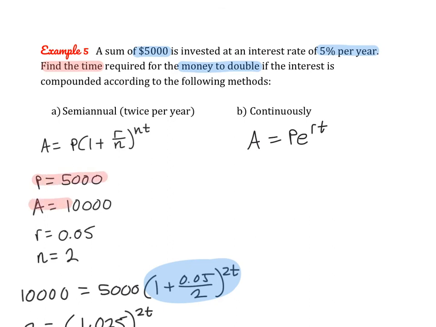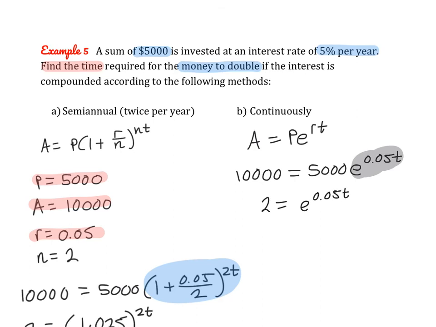We still have the same A value. We still have r. This formula doesn't require n because that's covered with the base e, and we're still solving for t. So let's substitute what we know, times e to the 0.05t. Let's isolate our exponential expression, which would be this part. So let's divide both sides by 5,000.